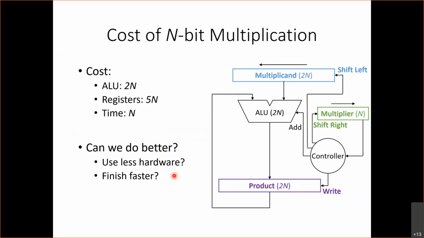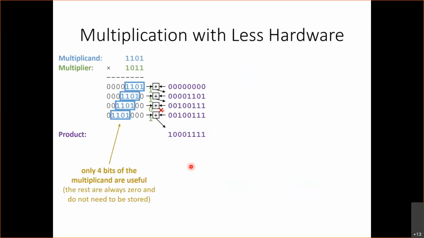All right, so let's see how we can use less hardware to do this. This time I'm going to think about my multiplication a little bit differently. What we observe is that even though I'm using 8 bits to store the multiplicand, only 4 of these bits are useful at any given point in time. The multiplicand is only 4 bits, and in these shifted values, only 4 bits in this 8-bit register are useful on each cycle. The rest are always 0. So it's a waste of space to store all these zeros. That's the first observation.